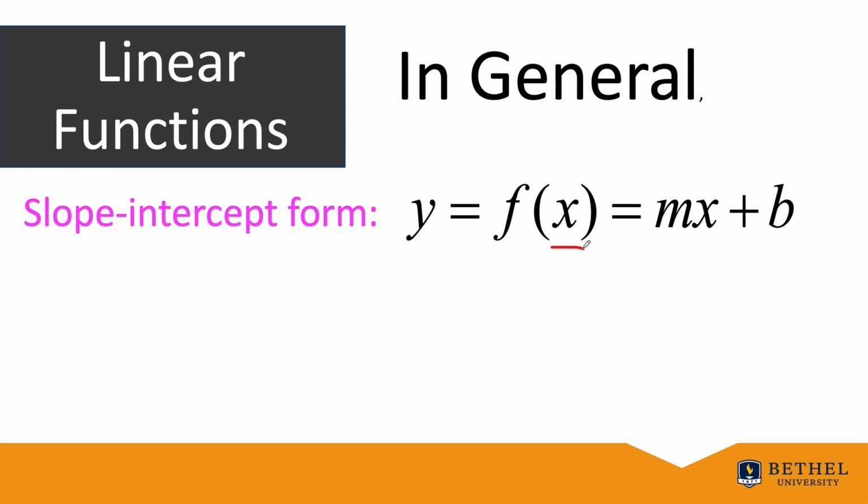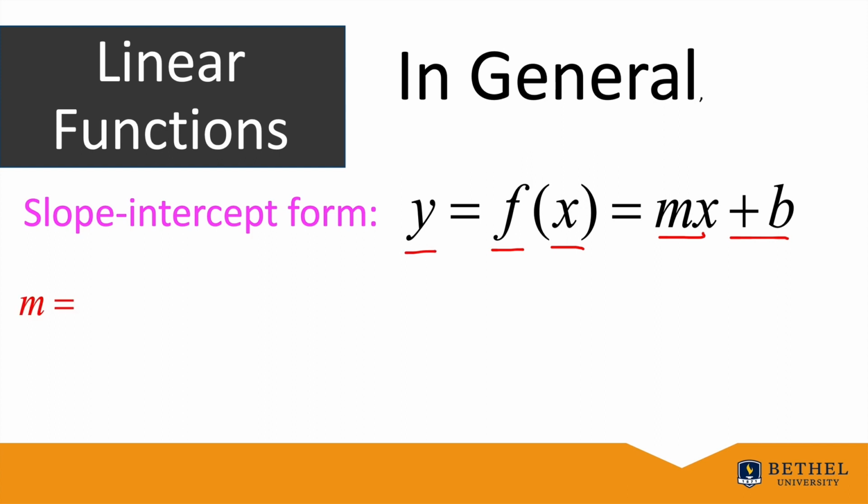x is the independent variable, the input for the function f. You evaluate this function at the number x by multiplying m times x and then adding b. m and b are constants. The resulting number that you get is called y. That's the dependent variable or output.